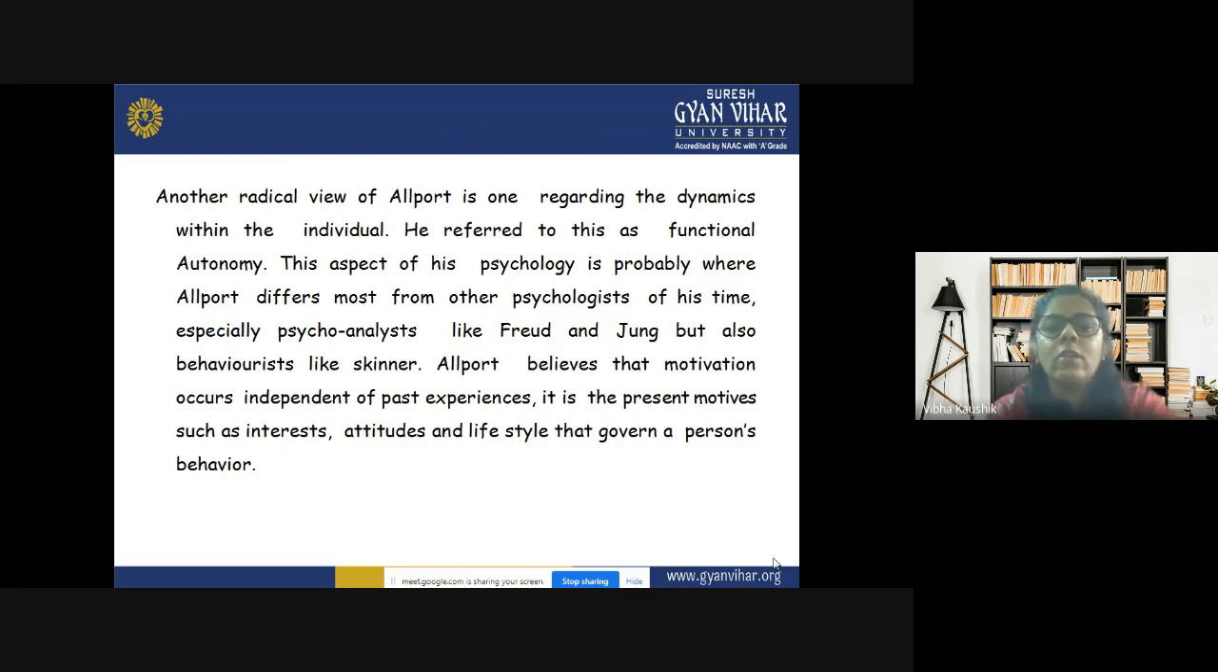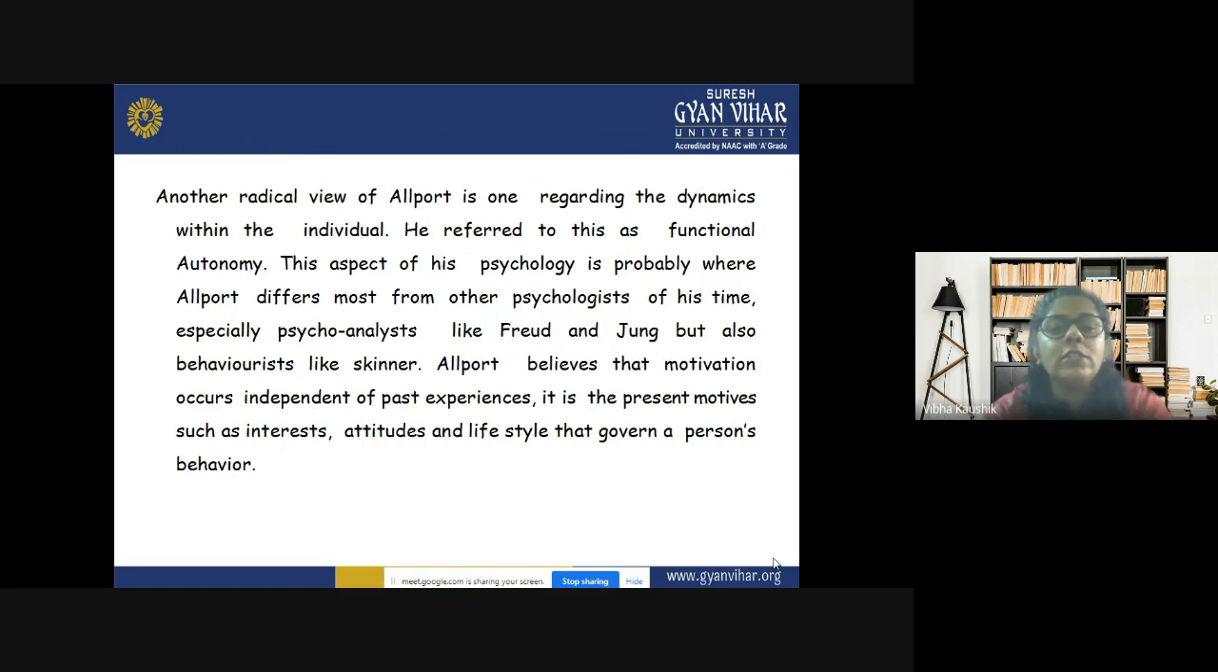This aspect of his psychology, functional autonomy, is probably where Allport differed most from other psychologists of his time. It means functional autonomy is what differentiates Allport from other psychologists of his time, especially psychoanalysts like Freud and Jung, but also behaviorists like Skinner. He is different especially from psychoanalysts like Freud and Jung, but also from behaviorists like Skinner.